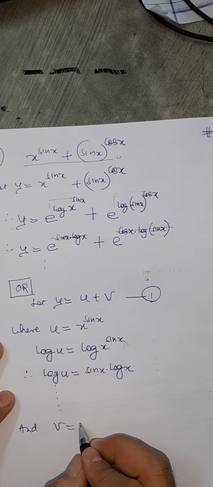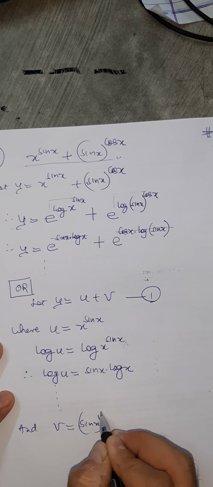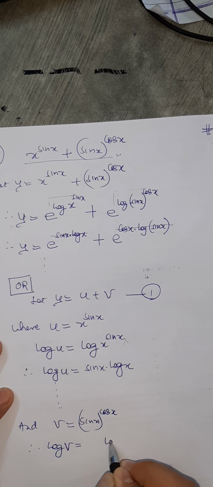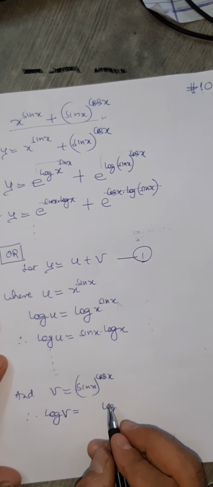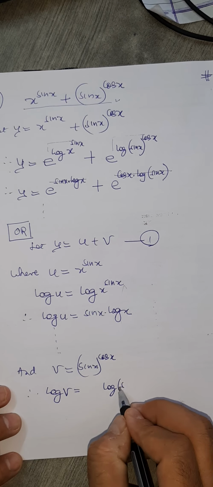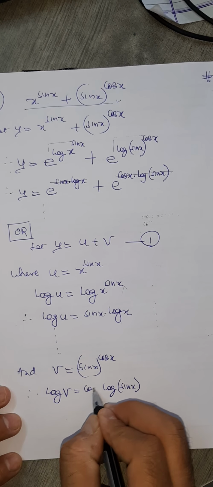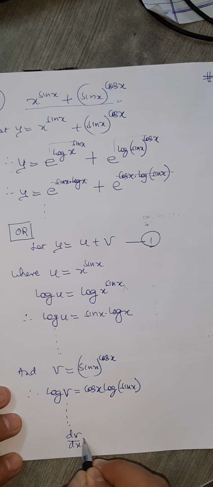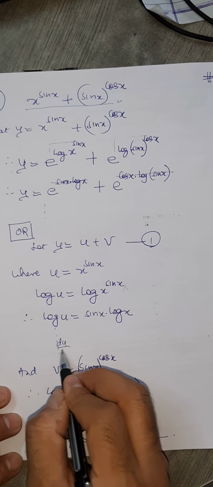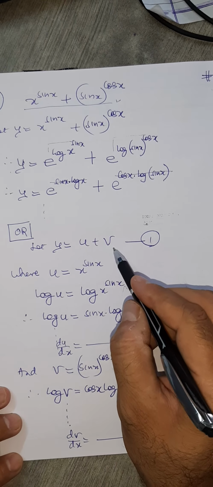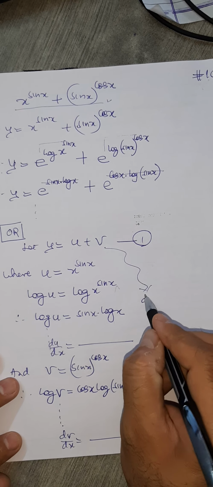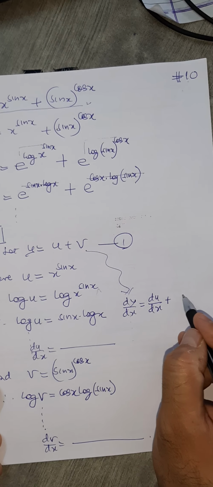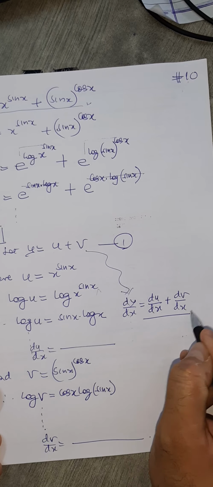What is v? That is sin x raised to cos x. Apply log on both the sides. So log v equals log of sin x the whole raised to cos x, and cos x will come in product. Now differentiate it. So I'll get the dv by dx here. You'll get the du by dx here. And then you find dy by dx equals du by dx plus dv by dx. And you put here.